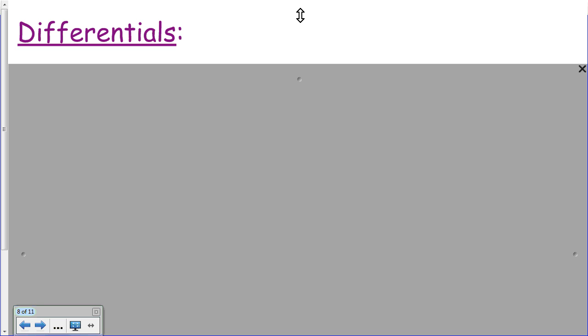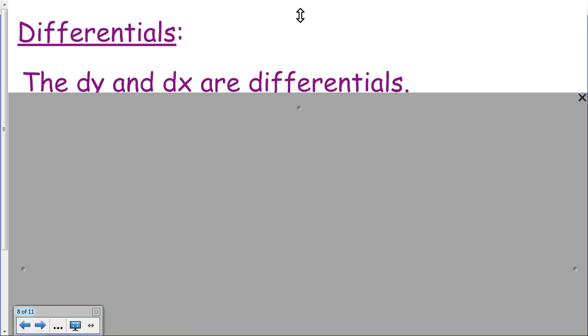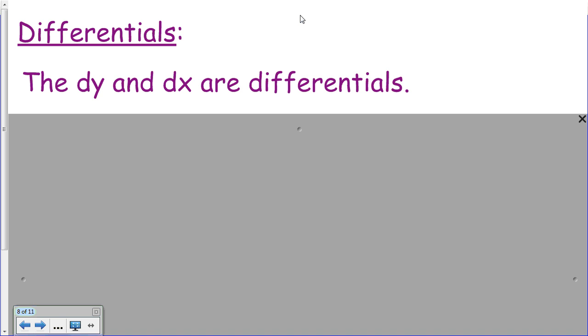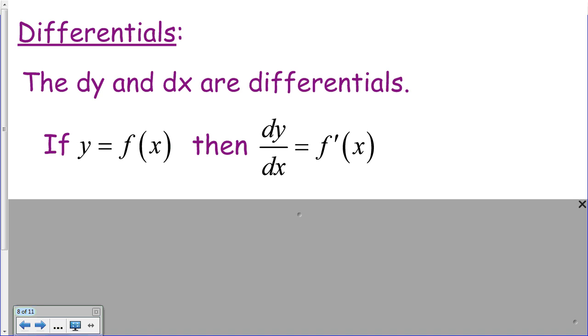So let's have a little discussion here about differentials before we go into how to actually calculate these. The differentials are the dx and the dy. You've seen these for some time now show up when we take a derivative. One way to write a derivative, of course, is y prime. Another way we said we can write that is dy dx. In fact, if y is equal to f of x, then dy dx is equal to f prime of x. So one way to write the derivative of y is dy dx, and you'll notice that your differentials show up in that notation, the dy over dx.